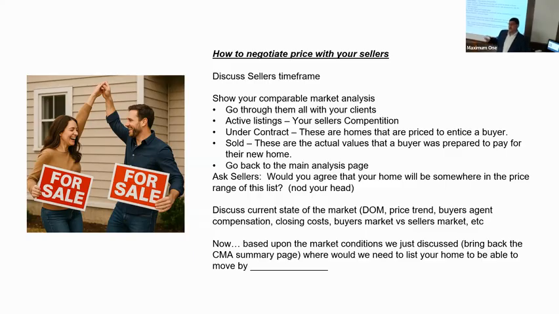Next, these are the properties that are under contract. These are the homes where a buyer was willing to move forward at that price. You'll notice there's normally a difference in price between the under contracts and the active listings, right? Sometimes 5 to 10%. All right, then these are the homes that have sold. This is the price someone was really willing to buy this home for.